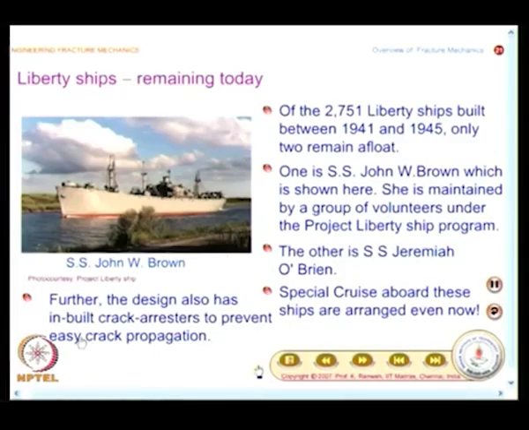Another improvement is that you bring in inbuilt crack arresters as part of your design. And what do these crack arresters do? They prevent easy crack propagation. So, that is the way you have to handle fracture. You have to find some way to improve your design and also salvage. When there is a crack, you do not allow it to propagate easily.